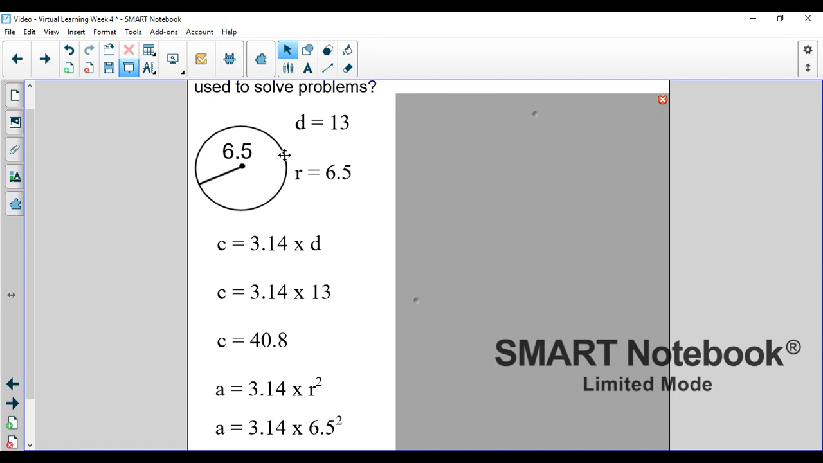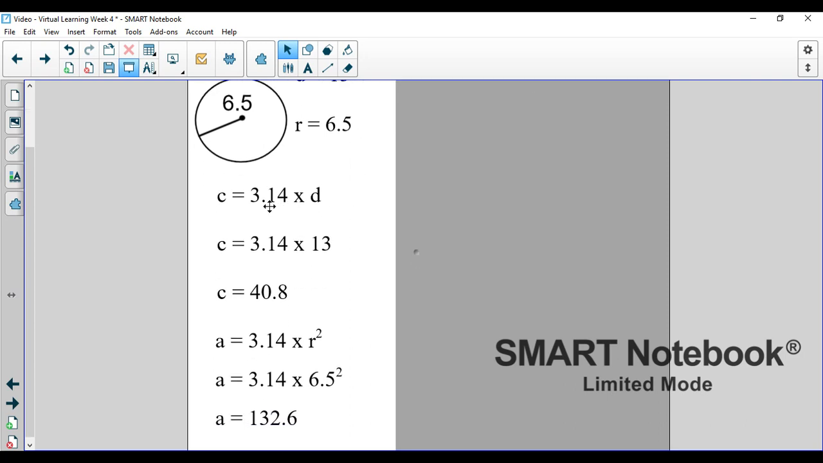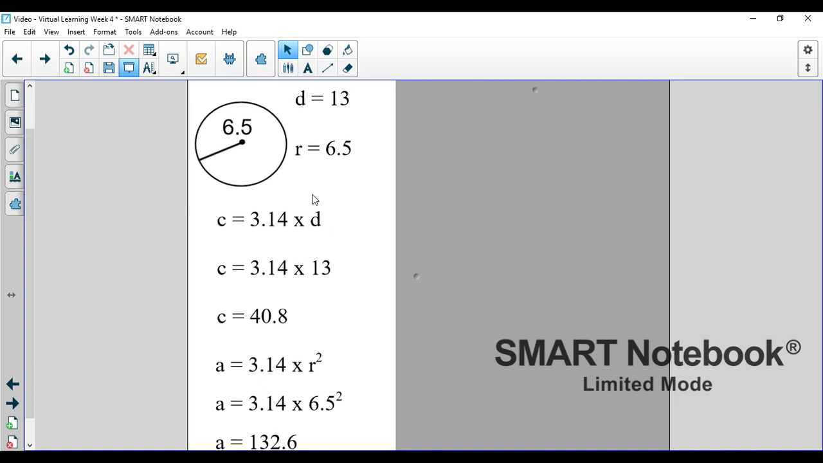The first one on the left, this 6.5 was the radius. The diameter is twice as big, so I multiplied times 2 to get the diameter of 13. To get the circumference, I would do pi, or 3.14, times the diameter. Well, my diameter up top was 13. Pi times 13 would be approximately 40.8. Again, your decimals may vary.